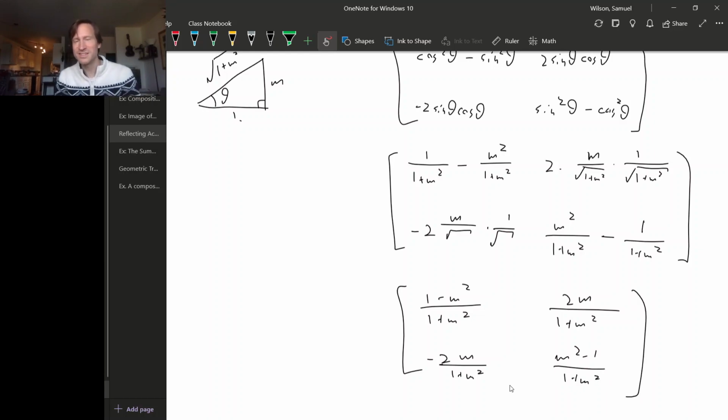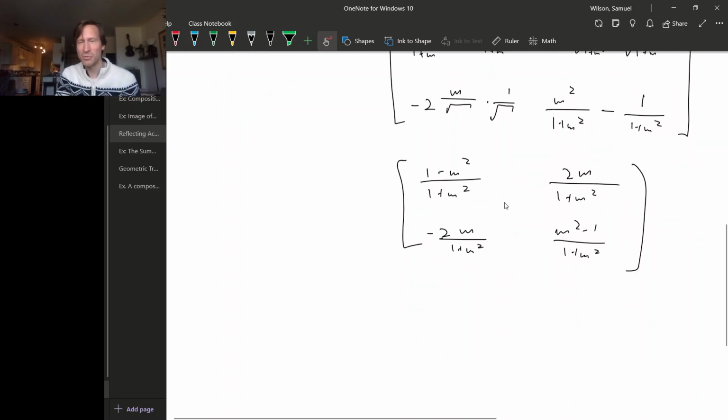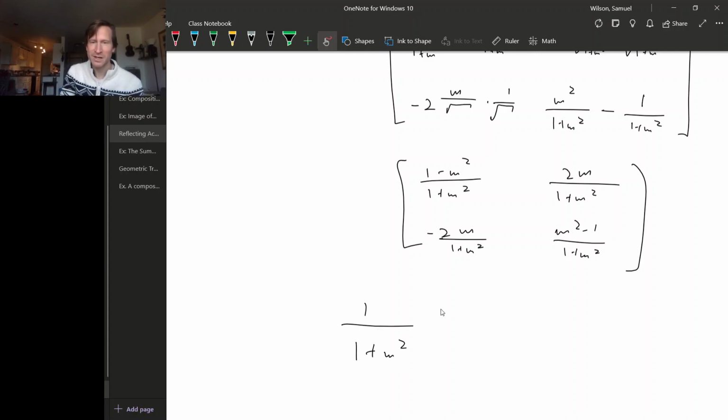Now you can see all of these entries have a 1 plus m squared in the denominator. So we could actually pull that out front as a scalar multiple. So this is 1 over 1 plus m squared times the matrix 1 minus m squared, 2m, minus 2m, and m squared minus 1. All right, so there we go.